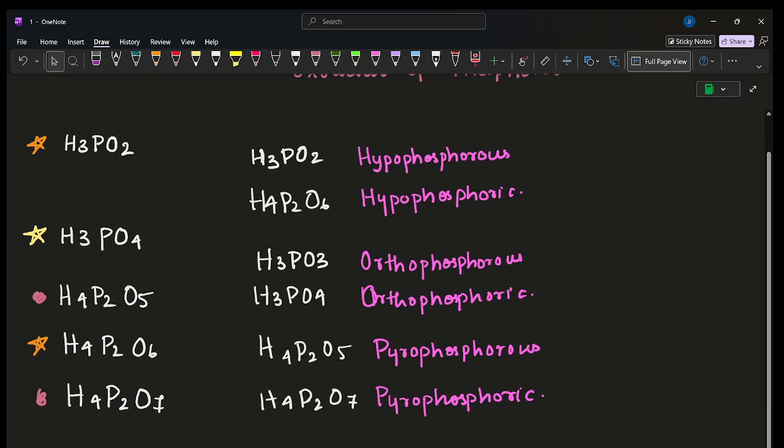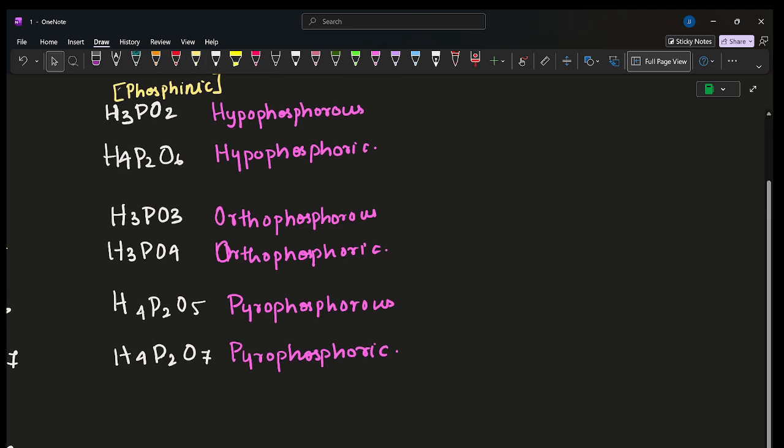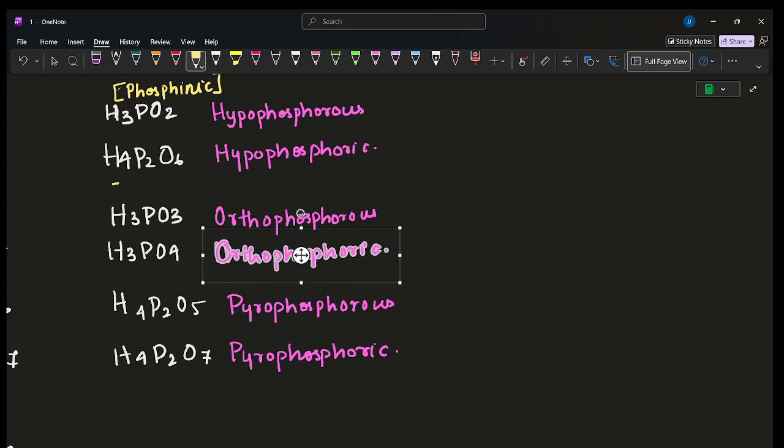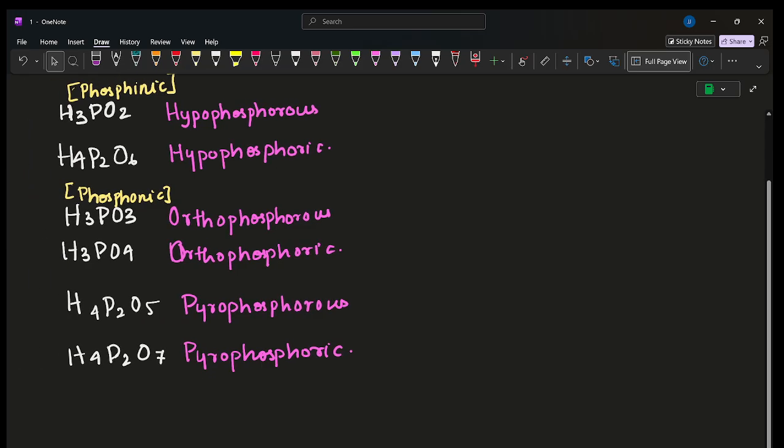Now, there is another important thing you might have to remember with respect to H3PO2 and H3PO3: they also have a different name, like a nickname. H3PO2, which is hypophosphorous acid, is also known as phosphinic acid, like a phoenix. And orthophosphorous acid, H3PO3, is known as phosphonic acid. I don't know why, I just remember it like phoenix and phone. You can remember it the way you want, but this is how I do it.